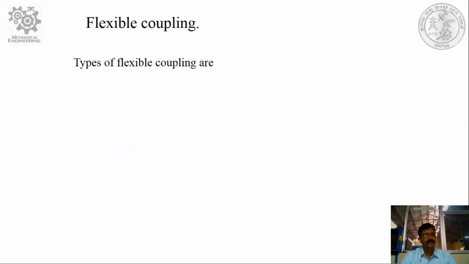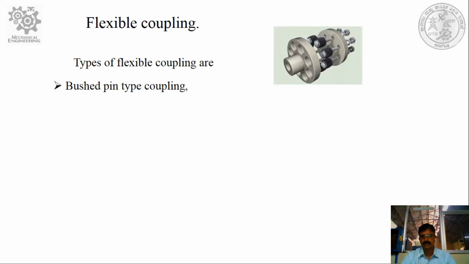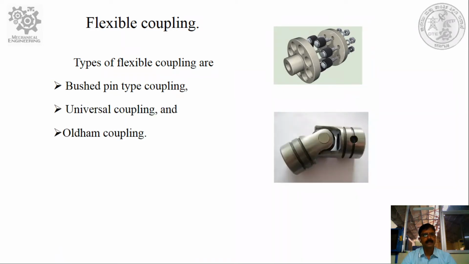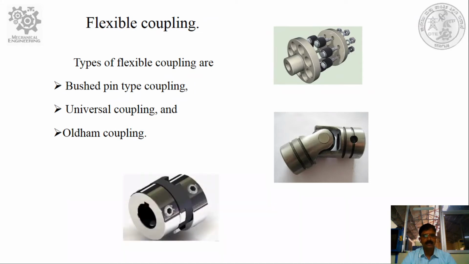The types of flexible couplings are the bush pin type coupling, which we can see in the picture, the universal coupling, and the Oldham's coupling. In the case of the bush pin type coupling, the bushes are the flexible element. They adjust for the misalignment, provided misalignment exists between the driving and the driven shaft.